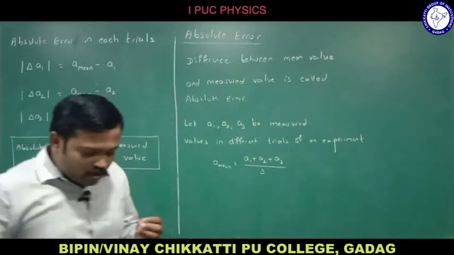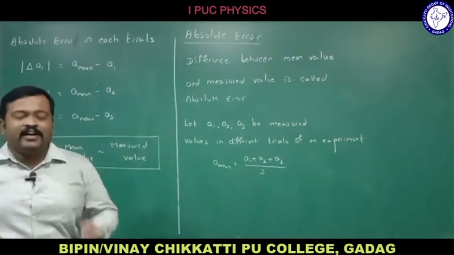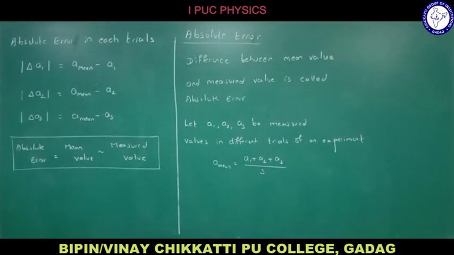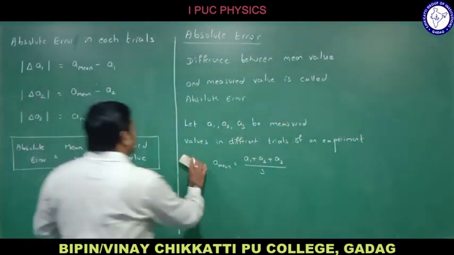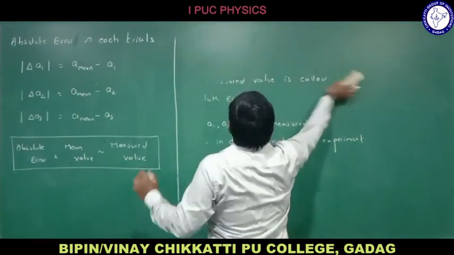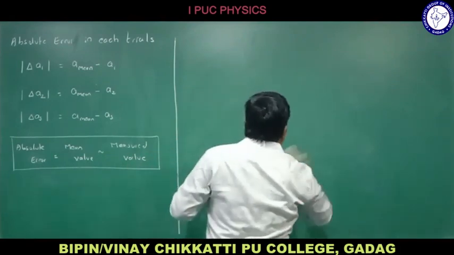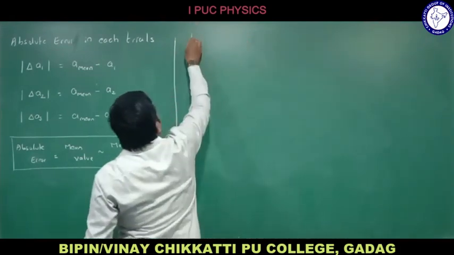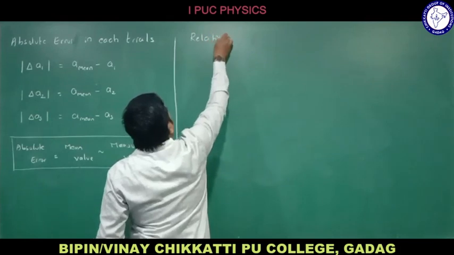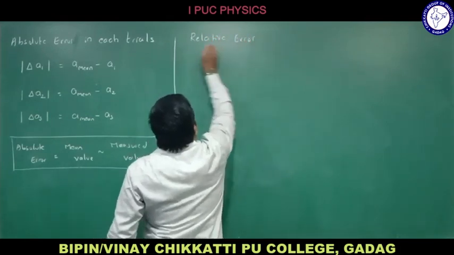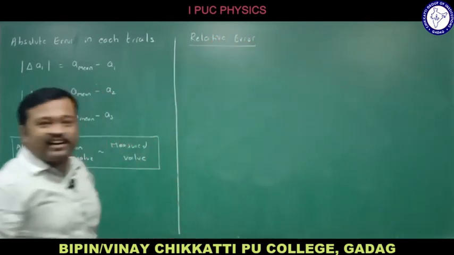Now let me go on to the next error, that is relative error. What is a relative error? Let me check it out now here. So what is relative error? The next one is, what is a relative error? After calculating absolute error, let me go with the relative error.